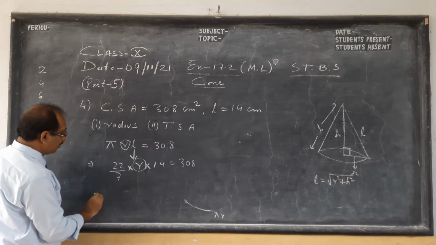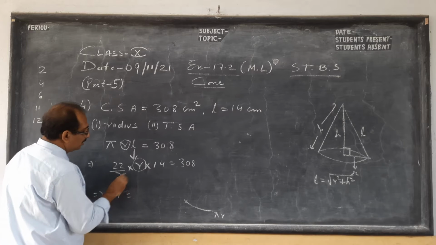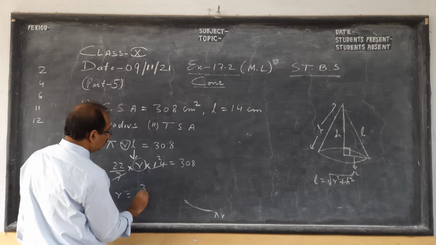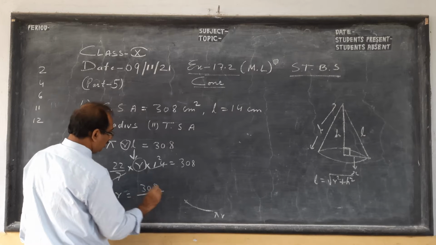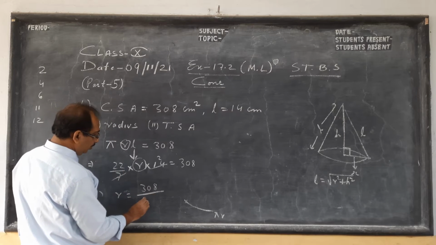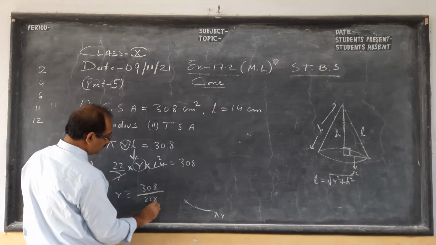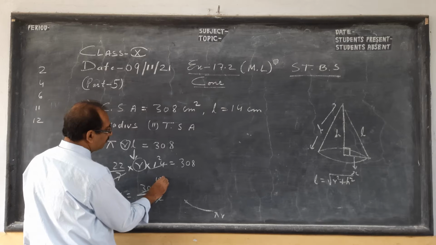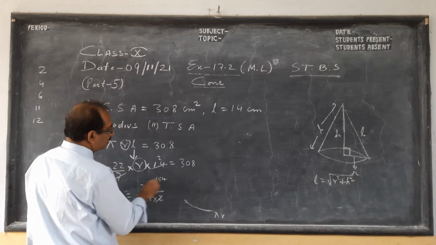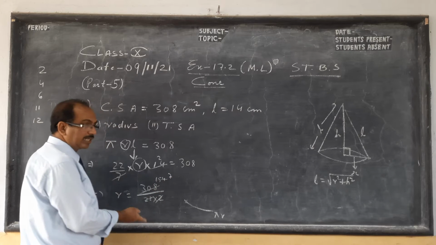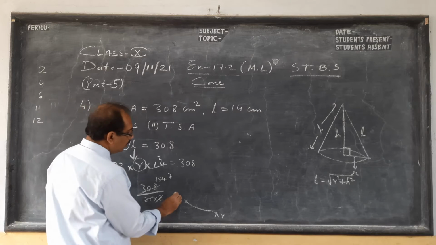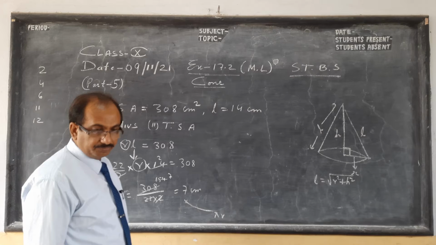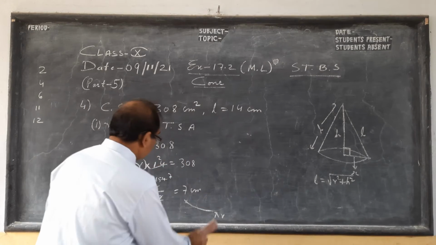Let us keep R over here. 7 2s are 14, you cancel it before you transpose. So this is 308. 22 goes down, 2 goes down, cancel, 154. You can cancel 7s with 2 and 11 also. Okay, you'll get 7 centimeter, the radius of the base.